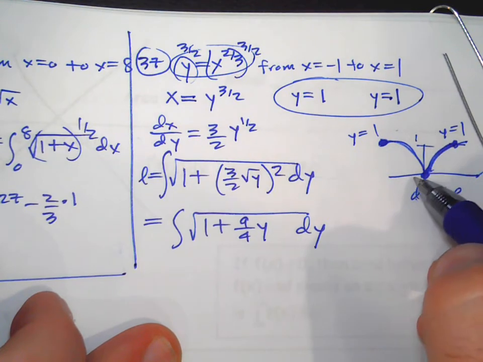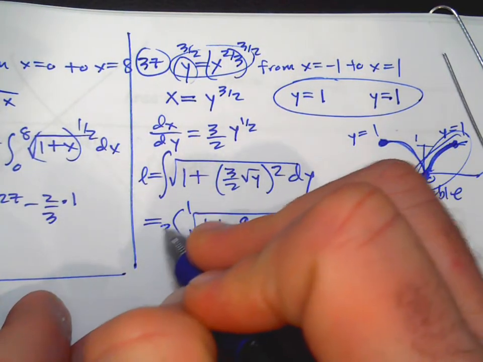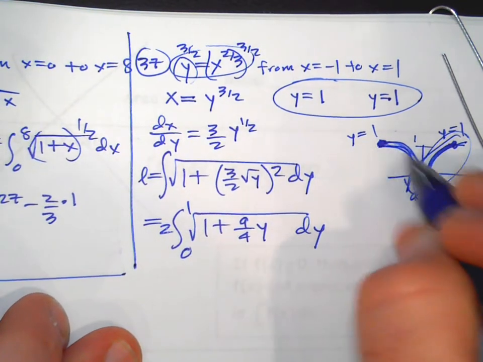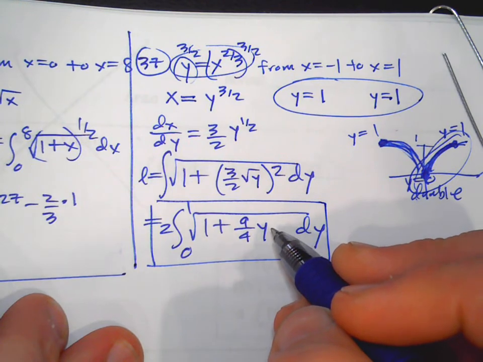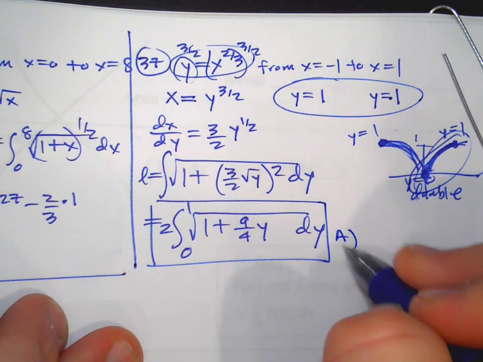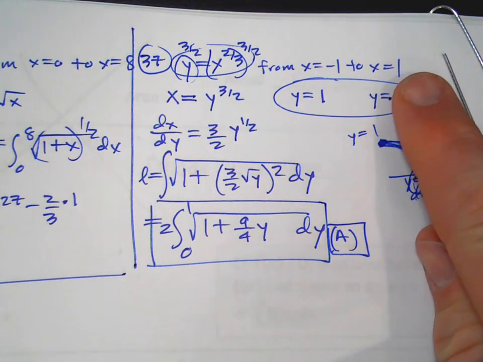So what we do is start at y equals 0 and do half of it and then double it because it's symmetric. So that one's pretty tough. That's answer A. I could see a lot of people going with answer B because they didn't change the limits at all.